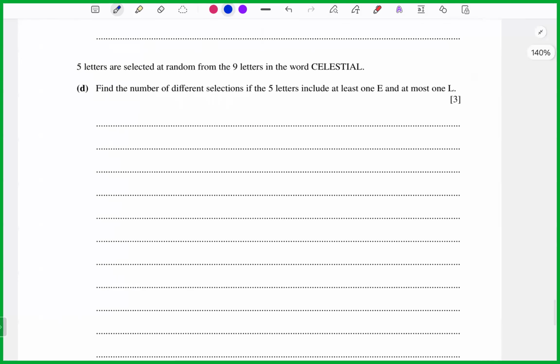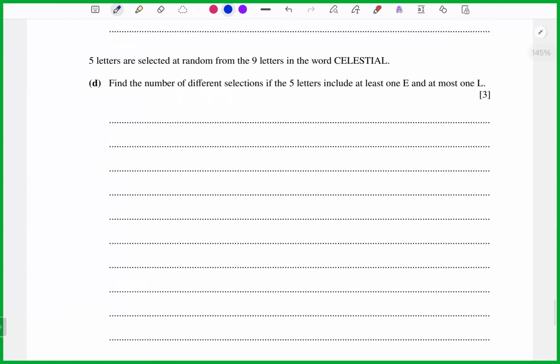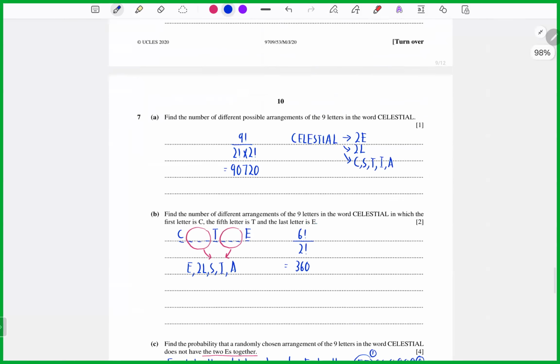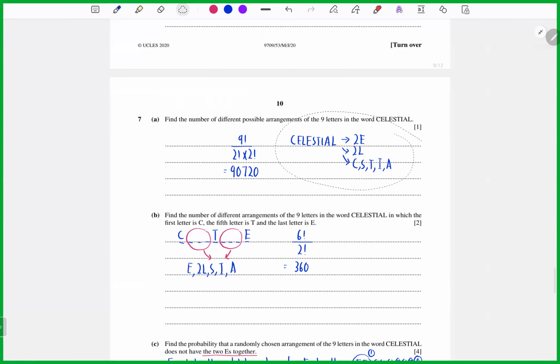Okay, now we try looking at the next question. Okay, 5 letters are selected at random from the 9 letters in the word crystals. Find the number of different selections if the 5 letters include at least one E and at most one L. Okay, so let's see. You have the 2. Okay, never mind, I copy again. Okay, copy from this letter.